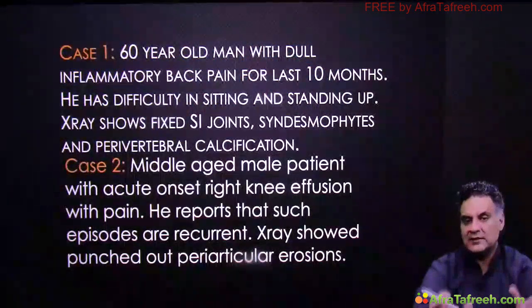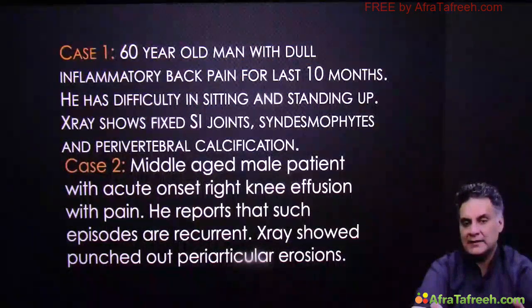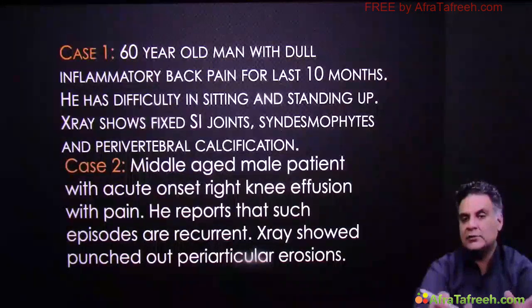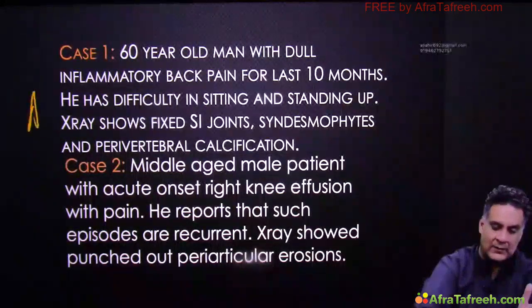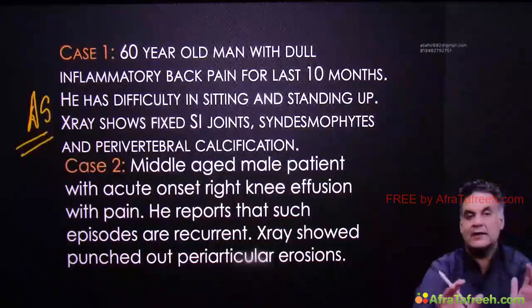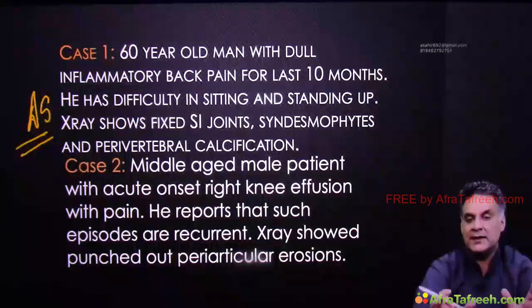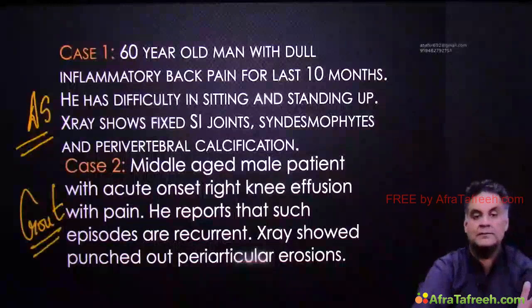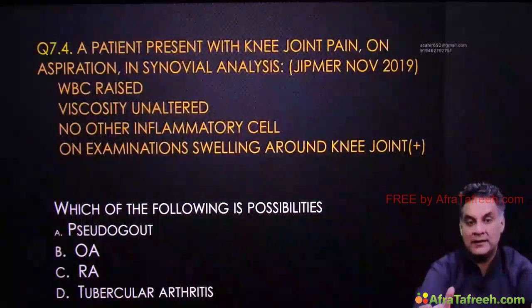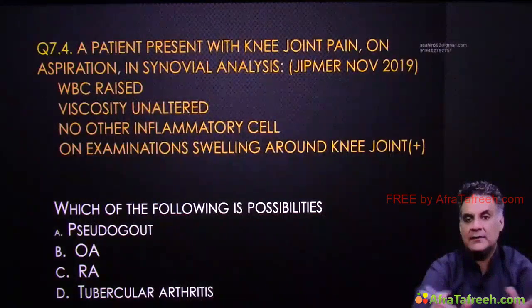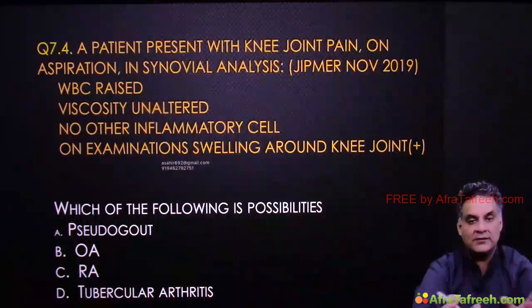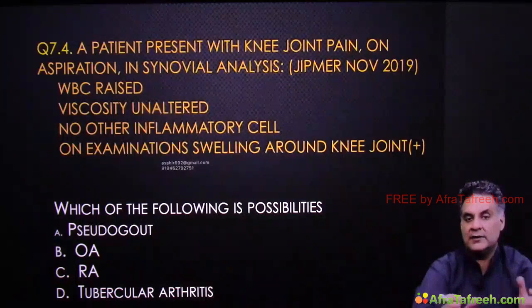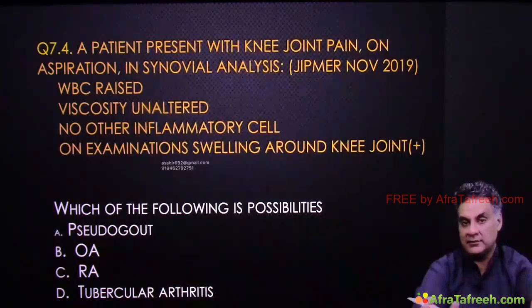First case, 60-year-old man, inflammatory backache, difficulty in sitting and standing, shows a fixed SI joint: ankylosing spondylitis, sacroiliitis is there. Case 2, middle-aged male, acute onset right knee effusion. Such episodes are recurrent: gout. Recurrent effusions is gout. A patient presents with knee joint pain, aspirate of the synovial fluid, WBCs are high, viscosity unchanged, no other inflammatory marker, swelling around the knee joint is present. Which of the following is a possibility?